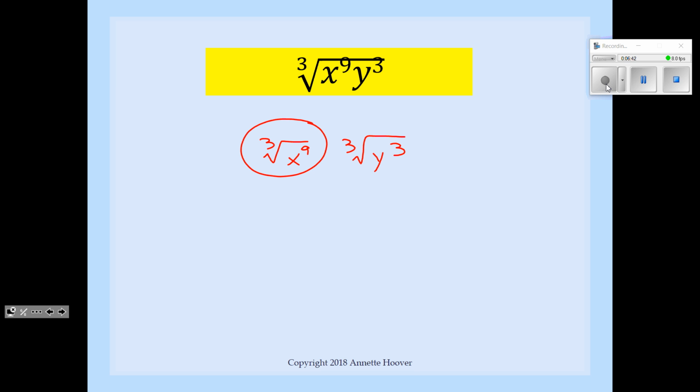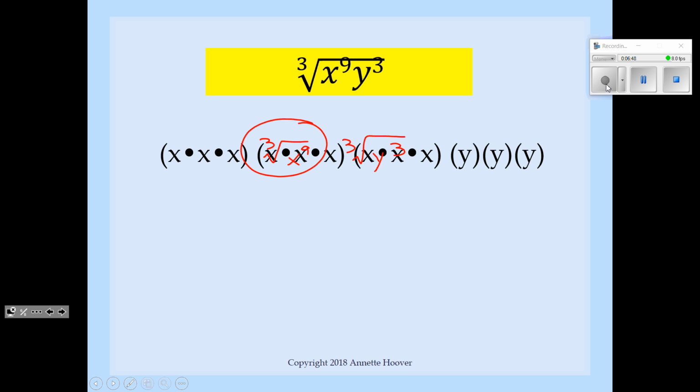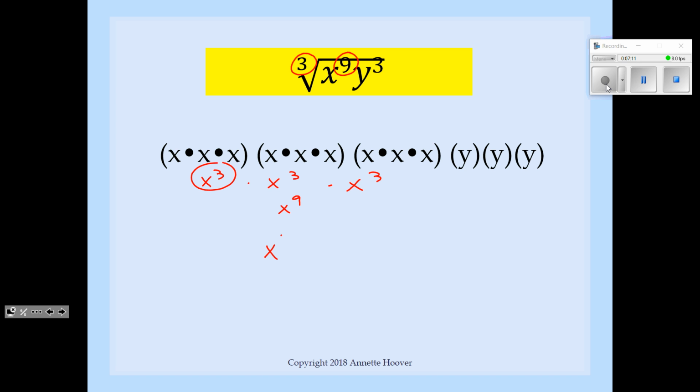In this first one, what multiplies times itself 3 times to get x to the 9th power? Well, I'm going to erase this so you can see this. If you have x cubed times x cubed times x cubed, that equals x to the 9th power. So if you look up here, all you had to do with the exponents was actually divide them. X to the 9th power, the cubed root of that would be x to the 3rd power.